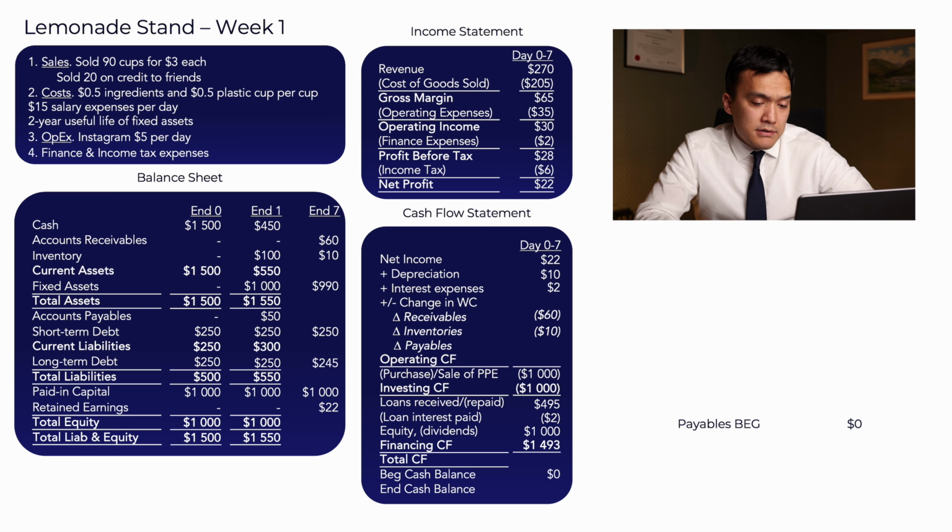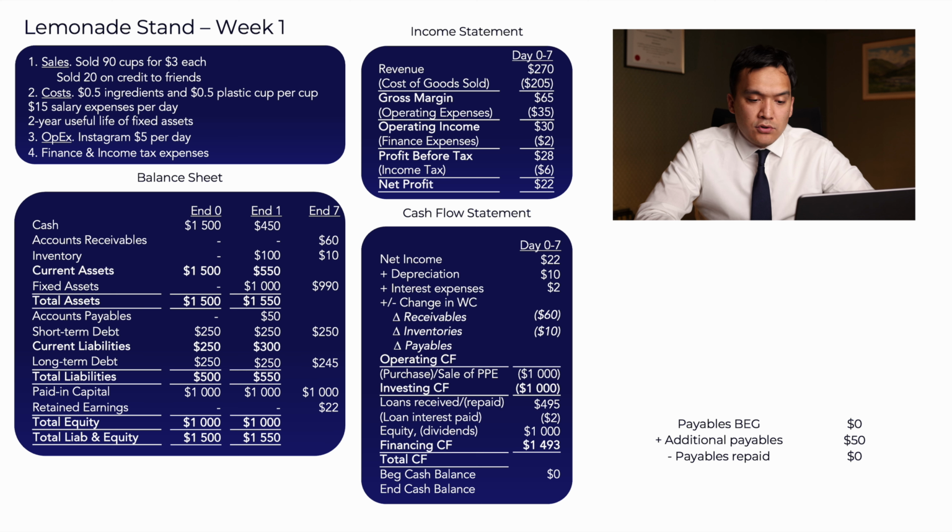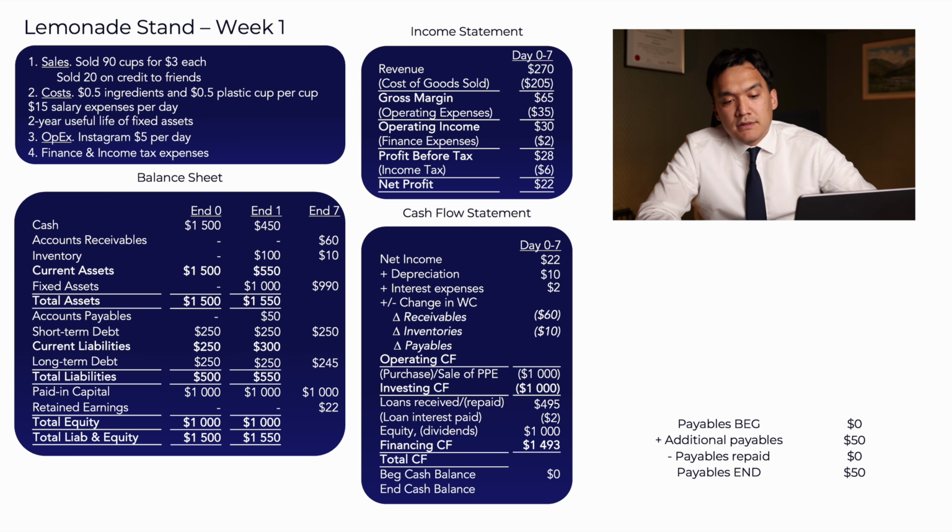So for our payables, nothing changed. We had $0 at the beginning. We had $50 purchased during the period from our suppliers, and we had $0 of repayments of our payables during week 1. So our ending payables balance is $50. So we show again change of $50 for payables, and on the balance sheet we show ending balance of payables of $50 at the end of day 7.